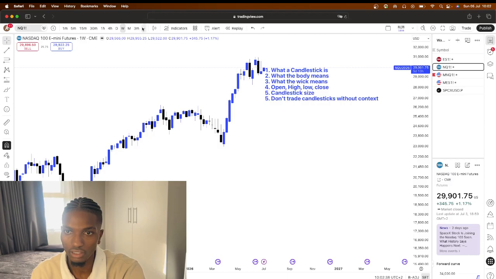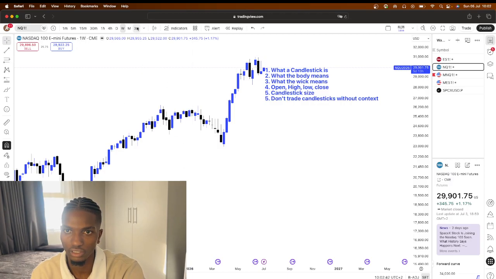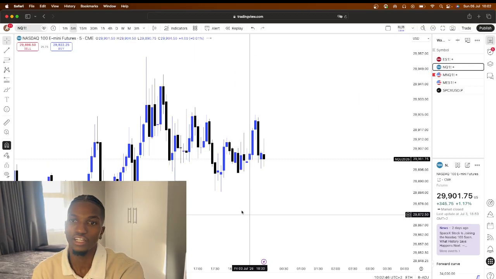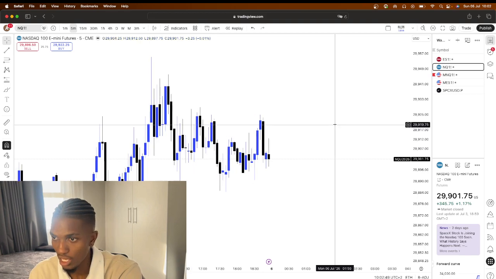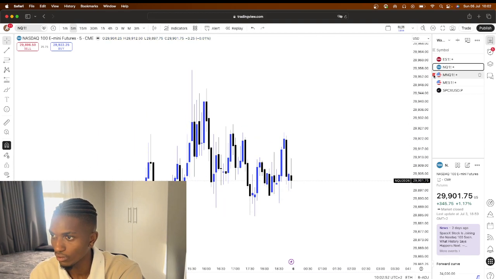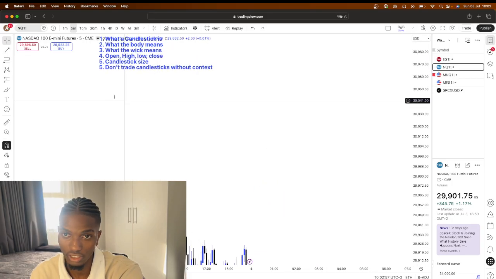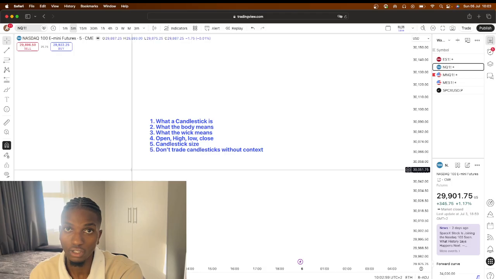So that's what candlesticks are, and how they represent themselves on the chart.